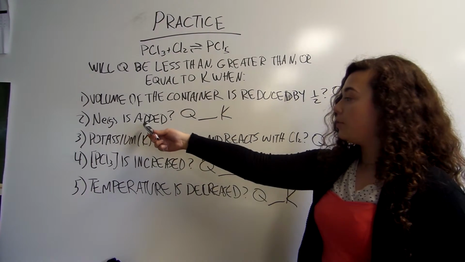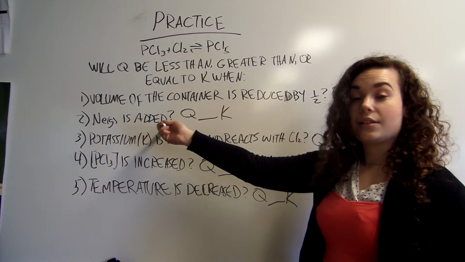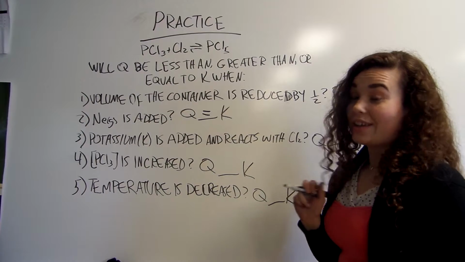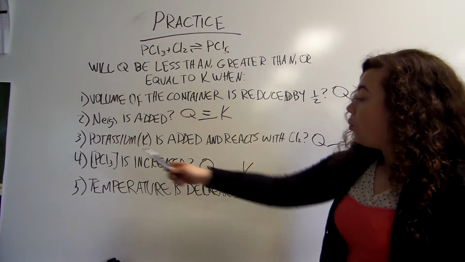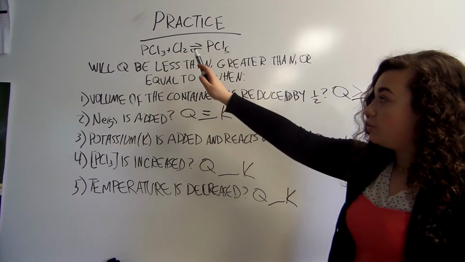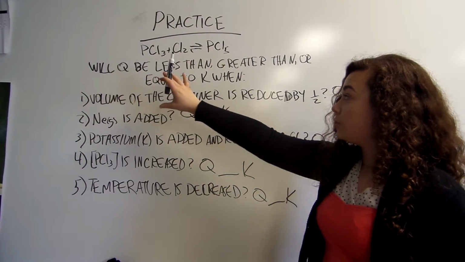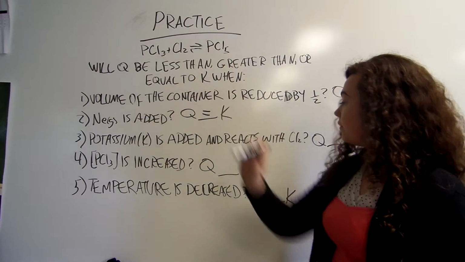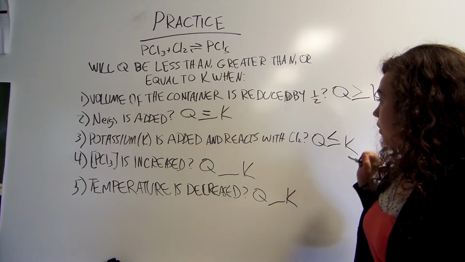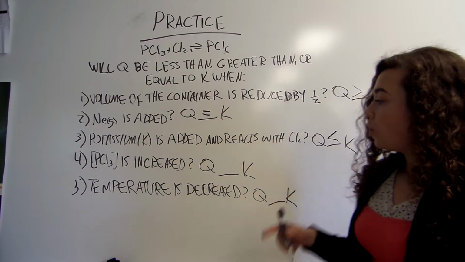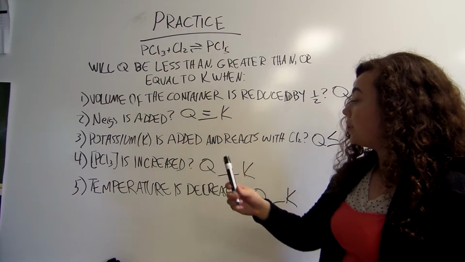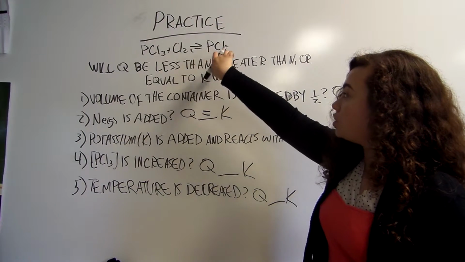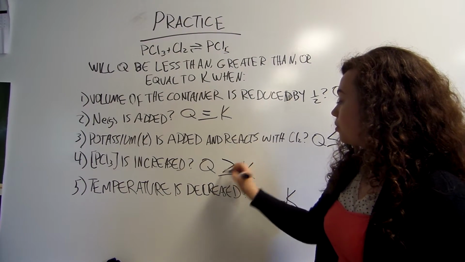When neon gas is added, neon is an inert gas, so that will have no effect on the equilibrium. Inert gases are very nice to us. When potassium is added and reacts with the Cl2, that removes the Cl2 from the system. So we need more, which means that the equilibrium will shift left and favor reactants. Q is less than K. When the concentration of PCl3 is increased, that means we're heavy over here, so it needs to shift to favor the products. Q is greater than K.